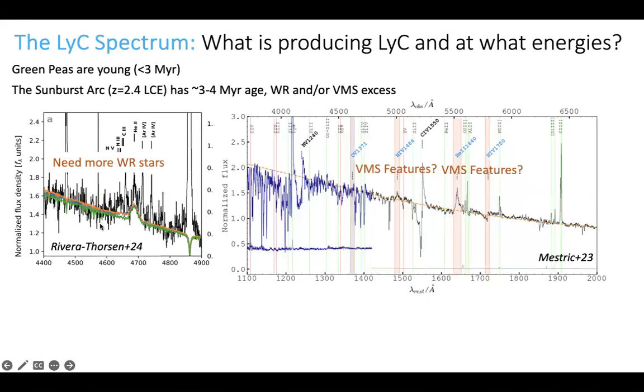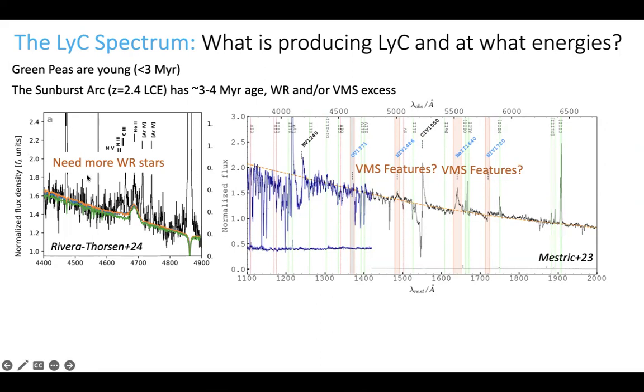And then just to wrap up, one of the other open questions for all of this is which sources actually produce the Lyman continuum, not just what allows it to escape, but what produces it, and what energies does that Lyman continuum emission have? So I mentioned that the green pea galaxies are very young. They have this less than 3 million year old component to them. The Sunburst Arc is a known Lyman continuum emitting galaxy at redshift 2.4 that also has quite a young age, 3 to 4 million years. And its ultraviolet spectrum shows these features here marked in red that have been proposed to be signatures of very massive stars, so several hundred solar mass stars.